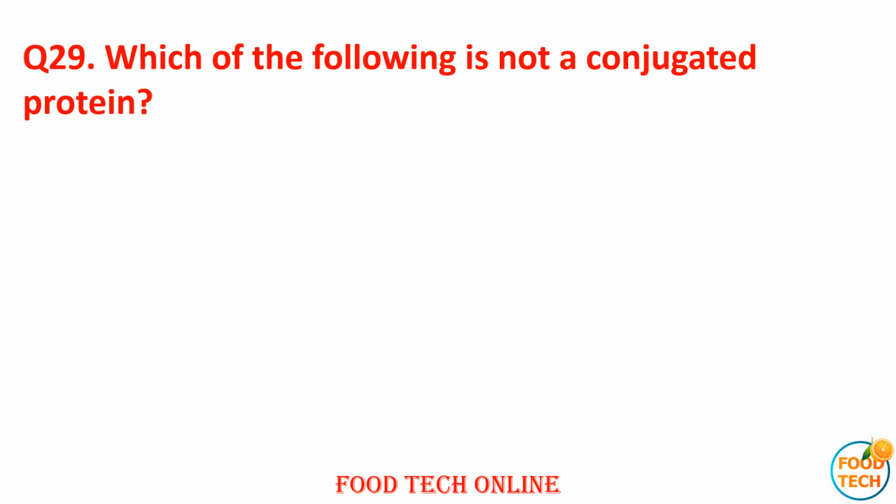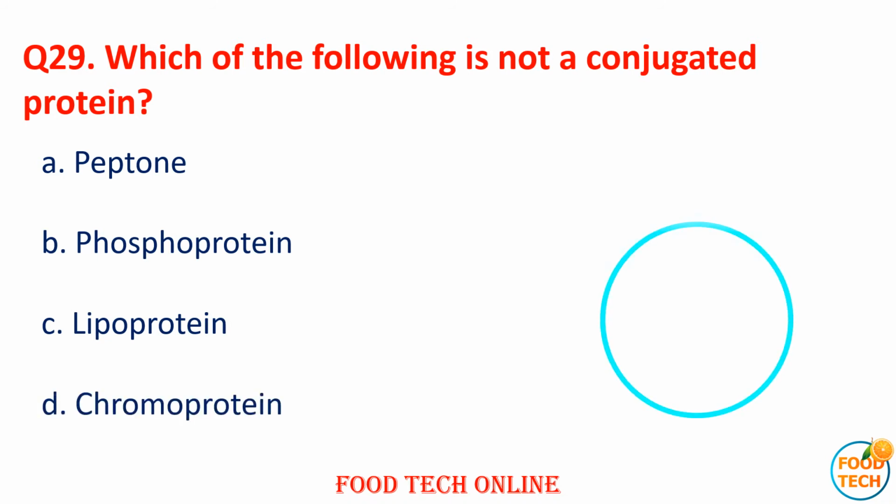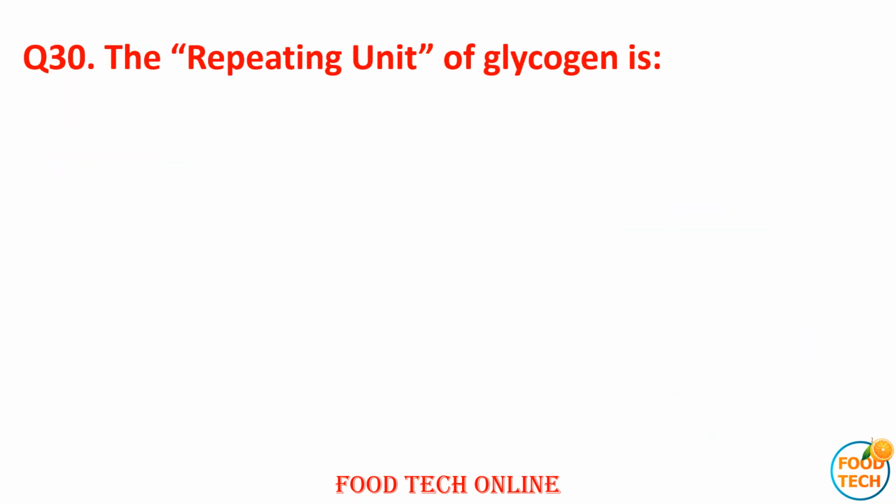Question 29. Which of the following is not a conjugate protein? A. Peptone, B. Phosphoprotein, C. Lipoprotein, D. Chromoprotein. Answer A. Peptone.